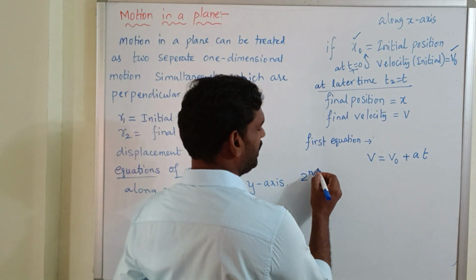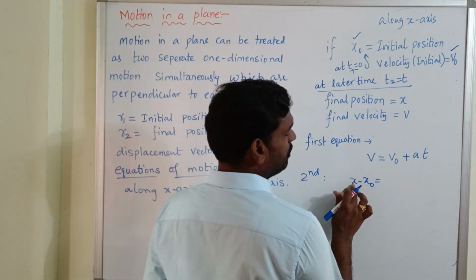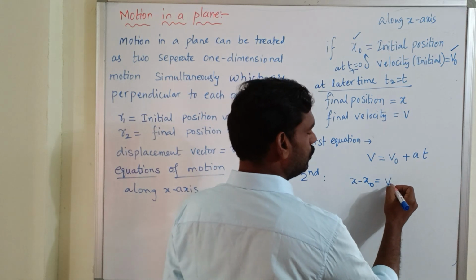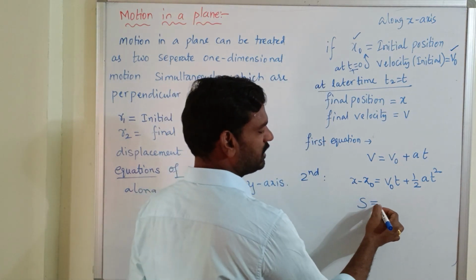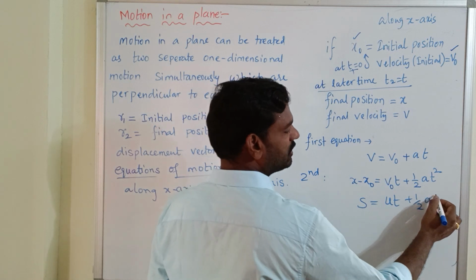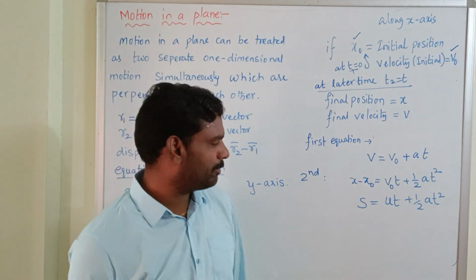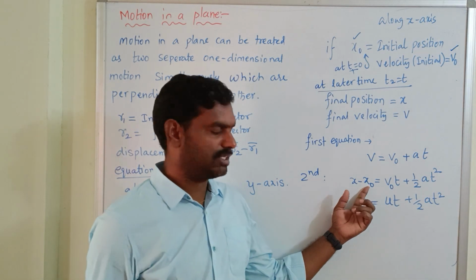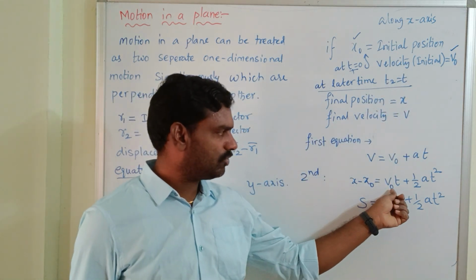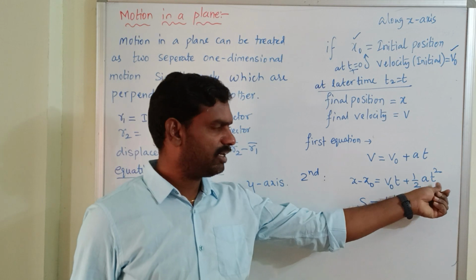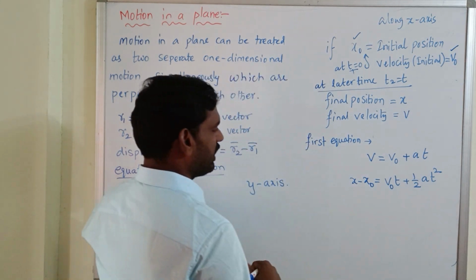Right, now the second equation of motion. What is the second equation of motion? Displacement x minus x0, final position minus initial position, is equal to v0 into t plus half at square. In 10th class you may have studied it as s equal to u into t plus half at square, where s is displacement, which is final position minus initial position. Instead of u we write the initial velocity v0. So x minus x0 equals v0 into t plus half at square. This is the second equation of motion.